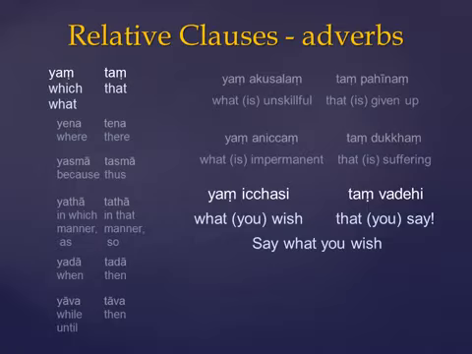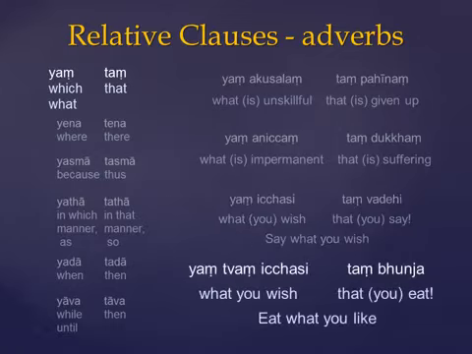This can actually be rearranged to mean say what you wish, which in English, what you wish forms a noun clause, being the object of the verb to say. This type of construction is actually quite common in the Pāli language. Yaṃ tvaṃ icchasi, taṃ bhuñja. What you wish, that you eat, or eat what you like.